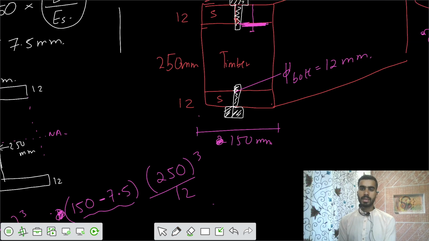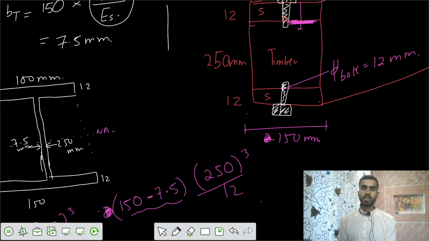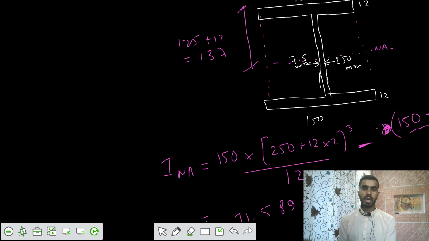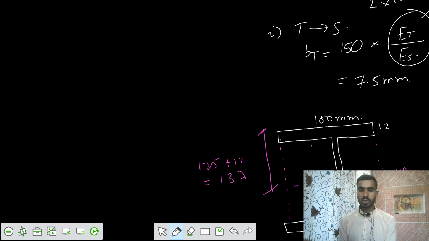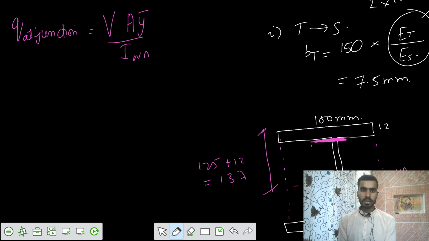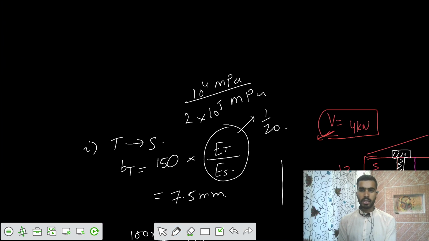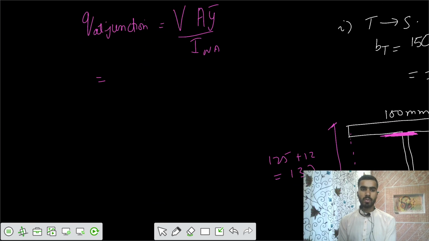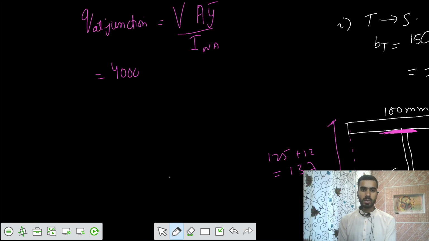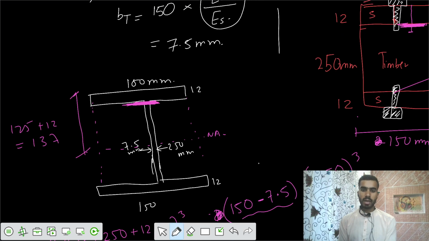Now your problem is to get the value of shear stress at that junction. So for that, let's calculate the shear flow at that junction. Your junction is this one. If I write the shear flow at the junction, that would be equal to V A y bar by I neutral axis. We had a shear force of 4 kilonewton. And we need to calculate that A y bar from the neutral axis.